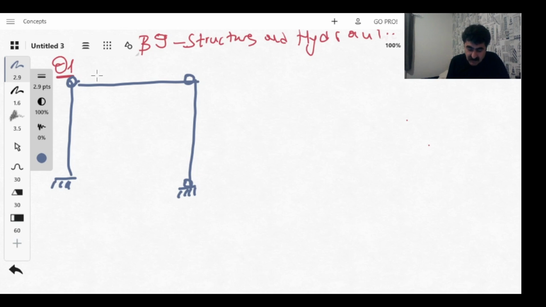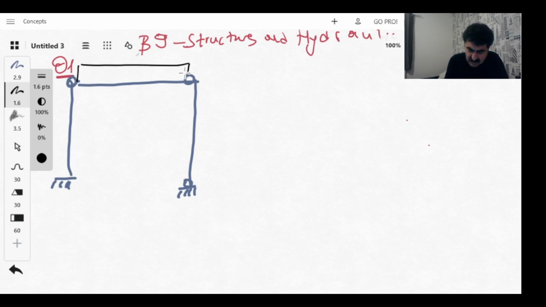But in this case, you will have moment only in the beam, so the moment diagram will be something like this. But if you don't have hinges here, your moment diagram will be something like this. If you have lateral force, the moment diagram will be like this. But if you have vertical loads, your moment diagram will be like this. But in our case we have hinges here, and let me draw the loads as well.